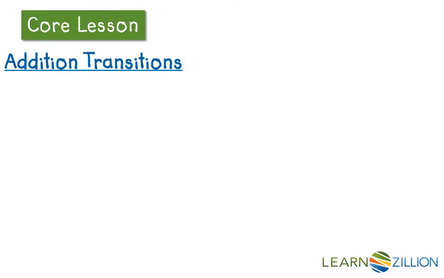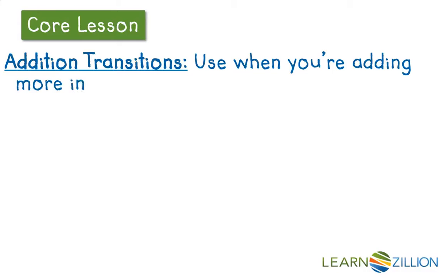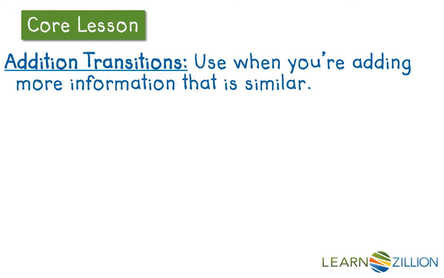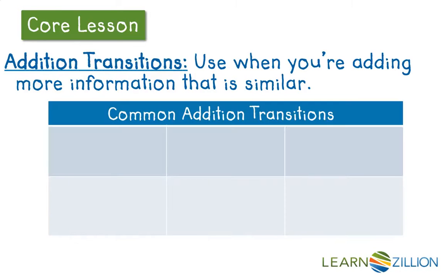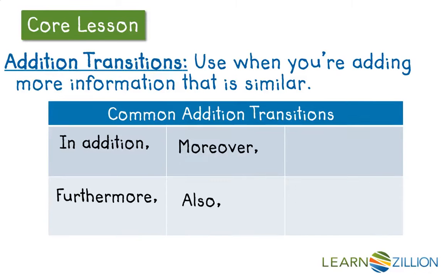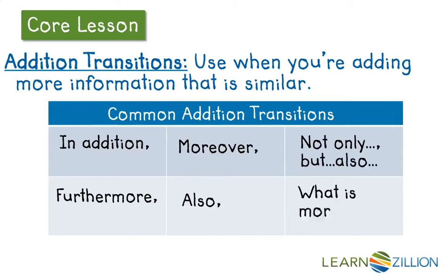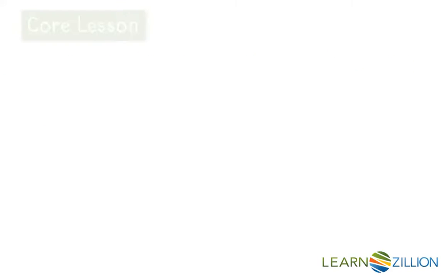Another type of transition that you can use is an addition transition, which as a writer you use when you're adding more information, but it's similar to something that you've already said. So when the reader sees an addition transition, they know that they're getting additional information that has something in common with what's been said already. Some common addition transitions are in addition, furthermore, moreover, also, not only but also, and what is more.